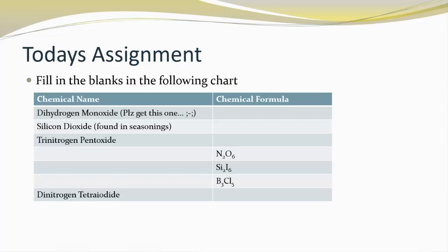All right, for today's assignment, it's a fairly simple one. All I'm going to ask you to do is to fill in the blanks in this chart here. You're going to take dihydrogen monoxide and give me its formula. Silicon dioxide, give me its formula. Trinitrogen pentoxide, give me its formula. Then you have N2O6, give me its name. Si2I6, give me its name. B3Cl5, give me its name. And then the last one is you take dinitrogen tetraiodide and give me its formula.